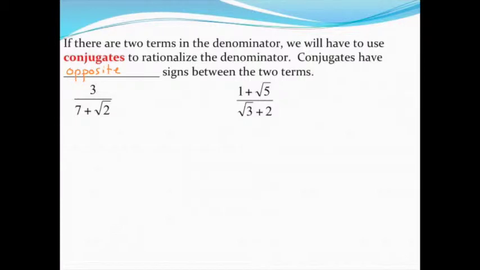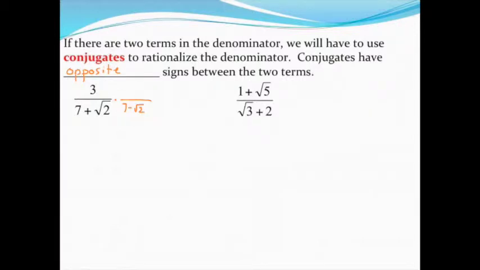When we have two terms in the denominator of a fraction, we're going to use something called the conjugate to rationalize it and get rid of the square root that's down there. The conjugate just means take your binomial, the two terms in the denominator, and change the sign in the middle. And so, for example, the conjugate of 7 plus the square root of 2 is going to be 7 minus the square root of 2. Only that sign in the middle has changed.